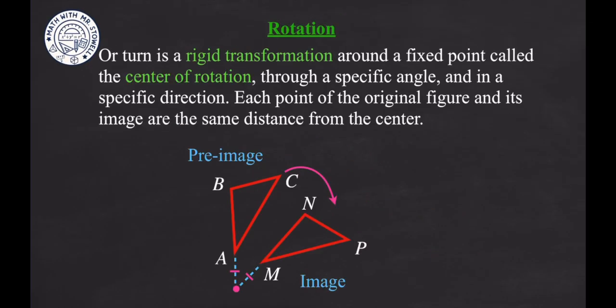A rotation or turn is a rigid transformation around a fixed point called the center of rotation, through a specific angle and in a specific direction. Each point of the original figure and its image are the same distance from the center. So A is the same distance to this point where we are rotating it around as M. B is going to be the same distance as N. And C is going to be the same distance as P is away from the point of rotation.